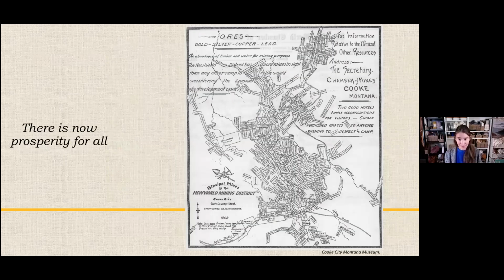And I love this map because it really shows how many claims were in that area. This is from 1908, and on this map are 300 claims marked, and there were actually 3,000 in the area at the time. So this is just a very small percentage of what the mining industry would have been like there. Many of them were owned by small individuals, and eventually through the 1900s, a lot of those would be bought up by larger companies.